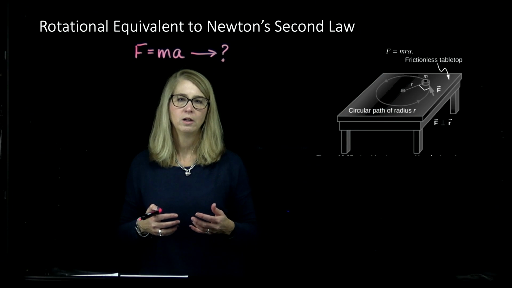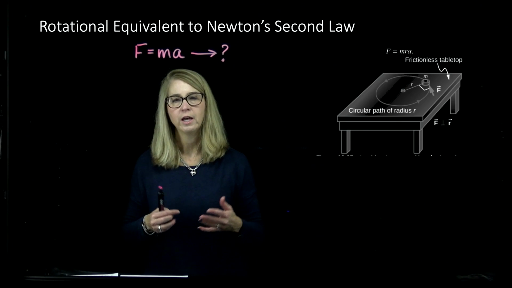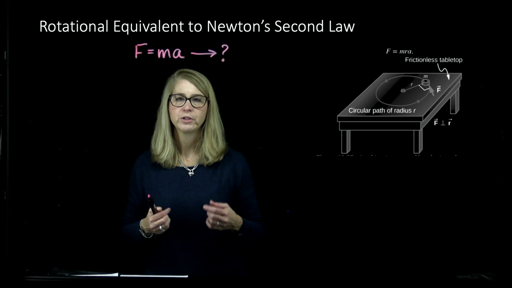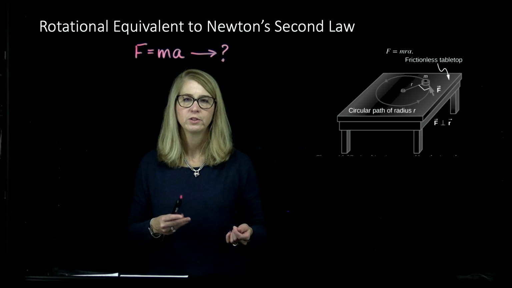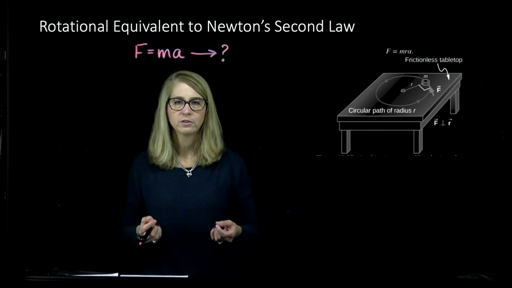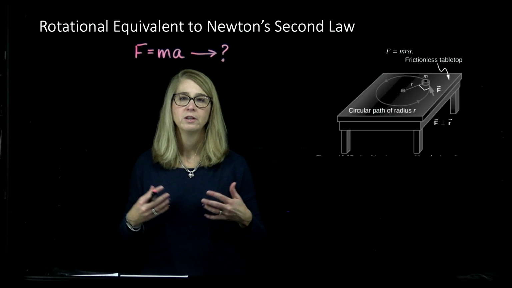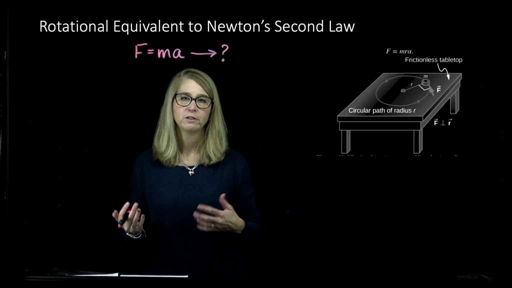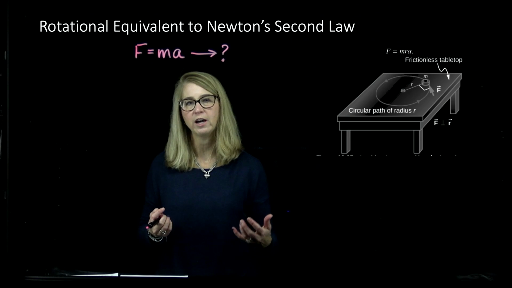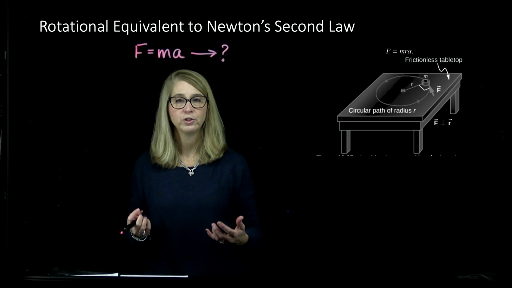As we've been going along and studying rotational motion, you might have noticed that we seem to be defining terms that are really equivalent to some linear term that we've learned before. For instance, we learned that angular velocity, which is omega, really is the rotational equivalent to regular velocity. Angular acceleration, which is alpha, is the equivalent to linear acceleration, which is a.